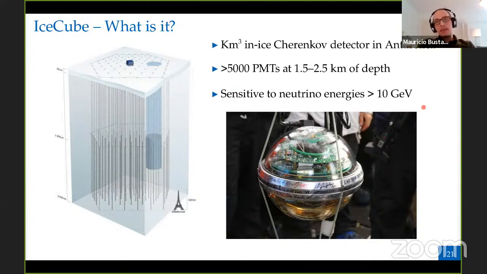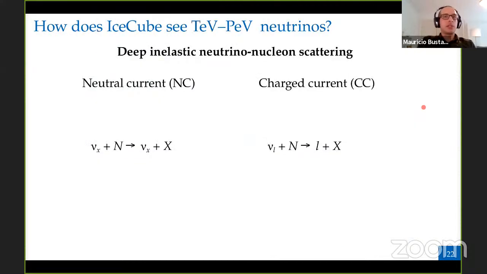So I already said a bit about how IceCube sees the high energy neutrinos. Let me say a bit more about it. The detection occurs via an interaction called deep inelastic neutrino nucleon scattering. And that's, as I said, when a neutrino interacts with a neutron or a proton, and it does so with an energy that is sufficient to resolve the partons, the quarks and the gluons, inside the neutron and the proton. And it can happen via neutral current interactions, like this one. That is when a Z boson is exchanged between the neutrino and the interacting quark, and charged current interactions when the mediator is a W boson instead.